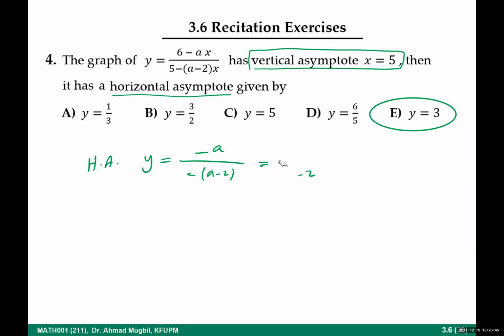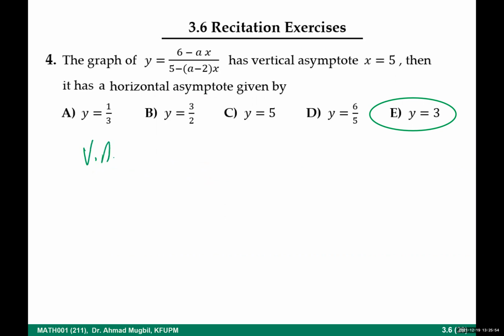So let's go back and start over again. We will use what we have to find what we want. We have vertical asymptote x equals 5. This means that if we set the denominator equal to 0 and solve, x will be what? Now, if I plug in x equals 5, I should always get 0. So here you just need to plug in x equals 5. This will give you 0.